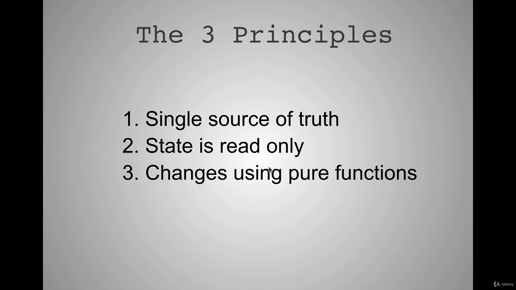And then finally, the third principle is the idea that changes are made only using pure functions, something that we've talked about in my previous course. The idea that a pure function is something that receives an input and always returns an output that is predictable. If we enter the same input 1,000 times, we expect that function to have the same output 1,000 times.